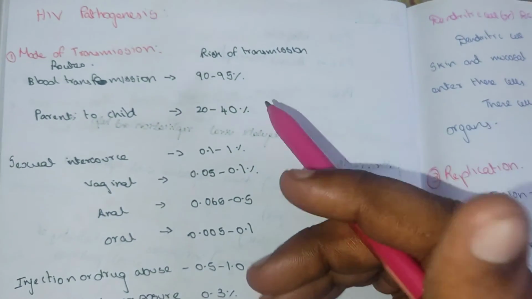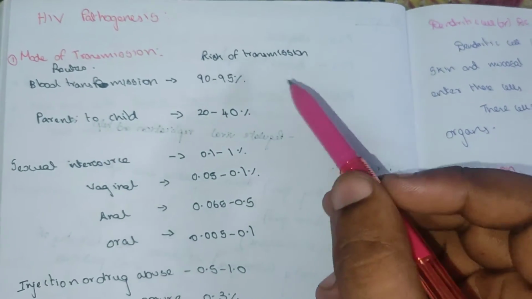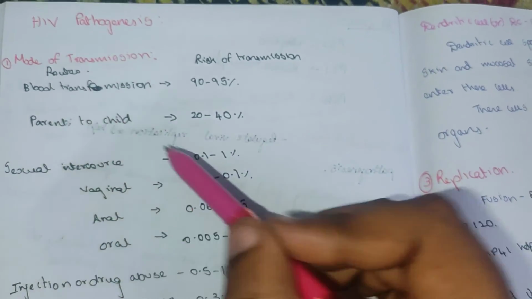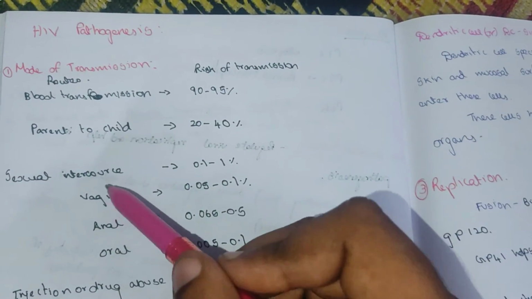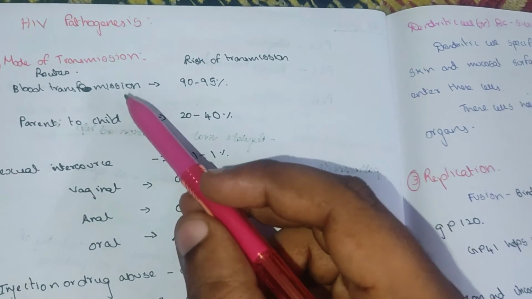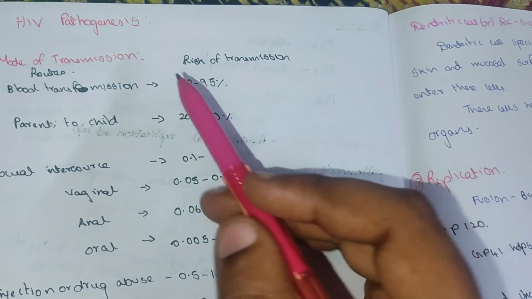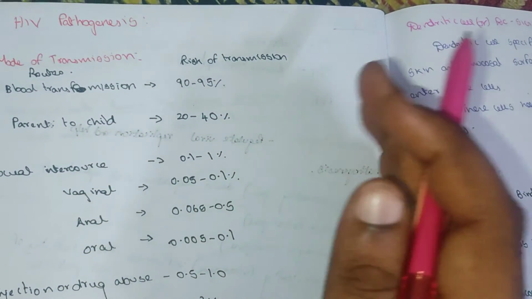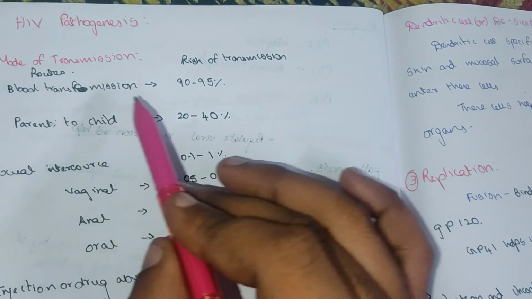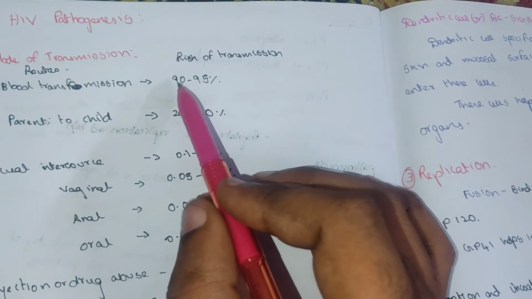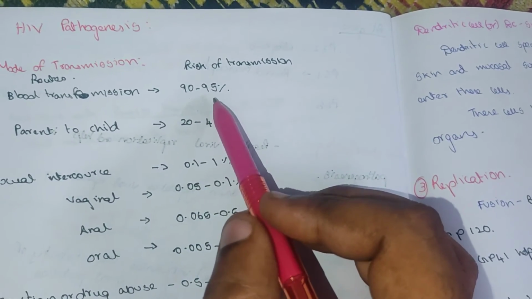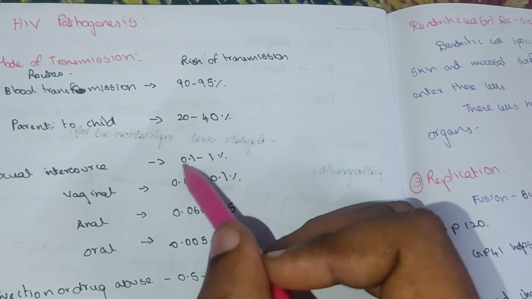But in India, it is mostly due to sexual intercourse. But all over the world, blood transfusion is the most important cause, with a 90 to 95% risk of transmission.